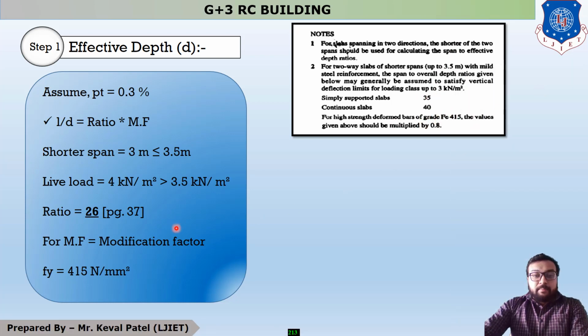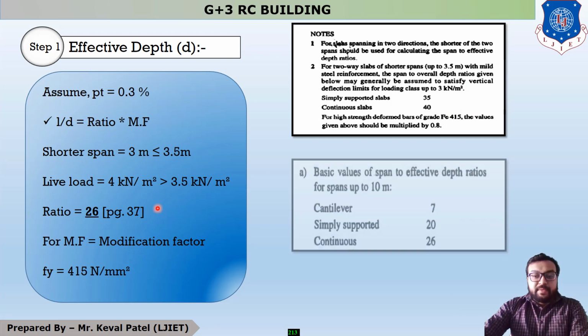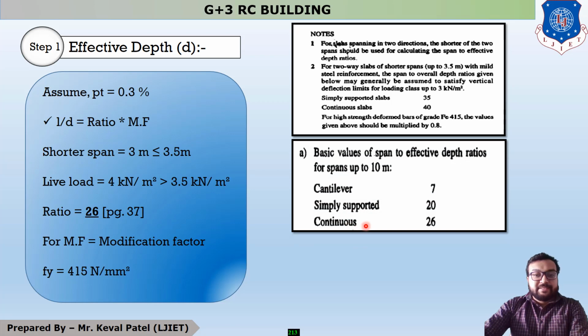Okay, but in this example this condition is not satisfied, then you have to take as per our last example. So our value of ratio is equal to 26. Now we are moving further to our second unknown, which is modification factor.